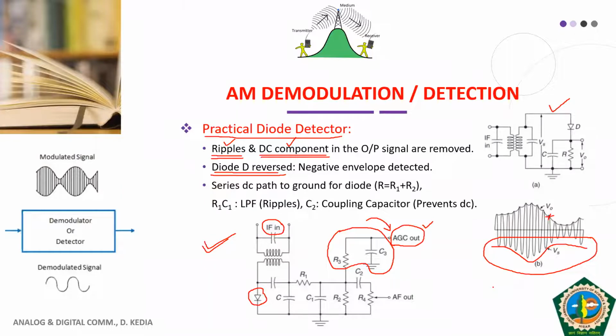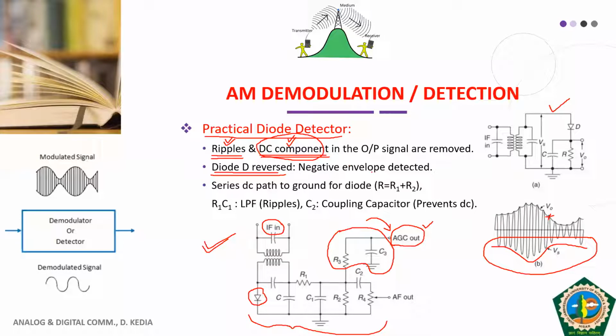Okay, so apart from this, you need not worry about this R3C3 in this circuit. Now we will concentrate on the remaining portion of the circuit. Now as we discussed, we want to remove two things. One is the DC component and another is the ripples. First, let us take into consideration the DC component.